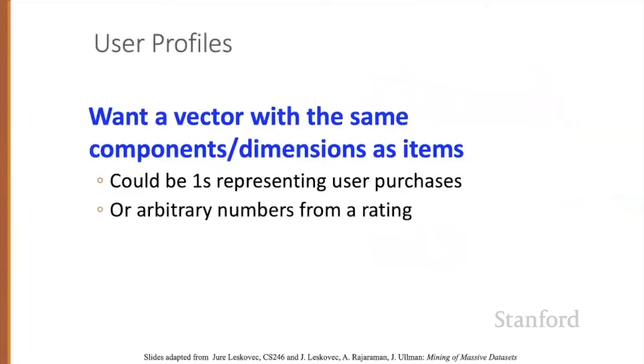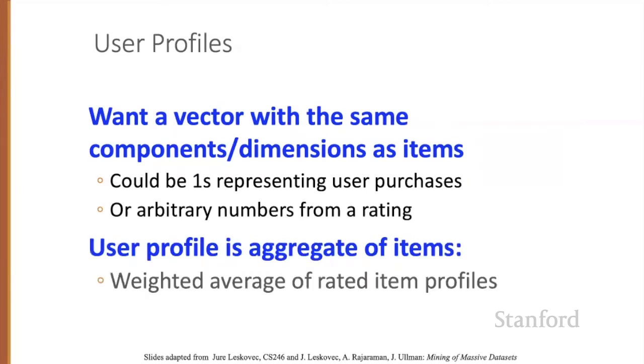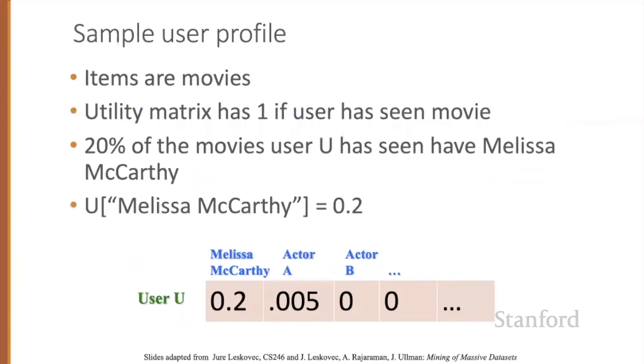We not only need to create vectors describing items, we need to create vectors with the same components that describe the user preferences. We can do this from the utility matrix representing the connection between users and items. We could estimate the values for items the user likes as some aggregation of the profiles of those items, like the average of the items with ratings. For example, suppose items are movies, represented by Boolean profiles with components corresponding to actors. And the utility matrix has a 1 if the user's seen the movie and is blank otherwise. So if 20% of the movies have Melissa McCarthy in them, then the user profile for you will have 0.2 in the component for Melissa McCarthy.